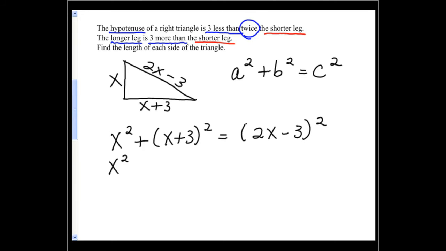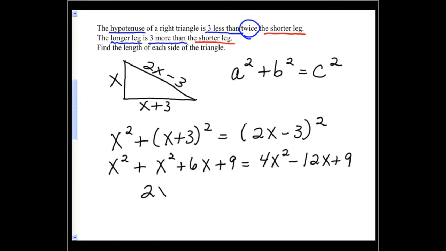Simplifying, x squared plus, now (x plus 3) squared means you have to take x plus 3 times itself, x plus 3, and that will be x squared plus 6x plus 9. And then (2x minus 3) squared means take 2x minus 3 times itself. So that will be 4x squared minus 12x plus 9. This is a quadratic equation, so it's going to have to be set equal to 0. We can combine some like terms. First, we'll have 2x squared plus 6x plus 9 equals 4x squared minus 12x plus 9.